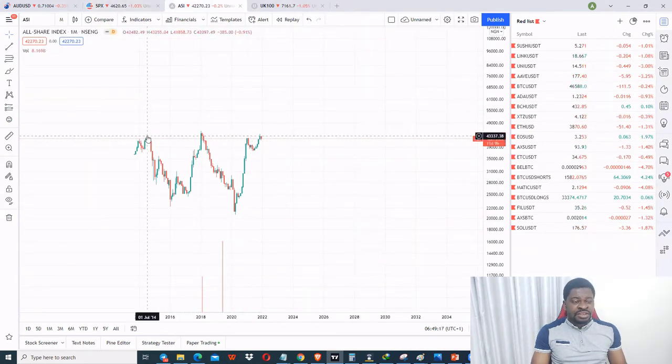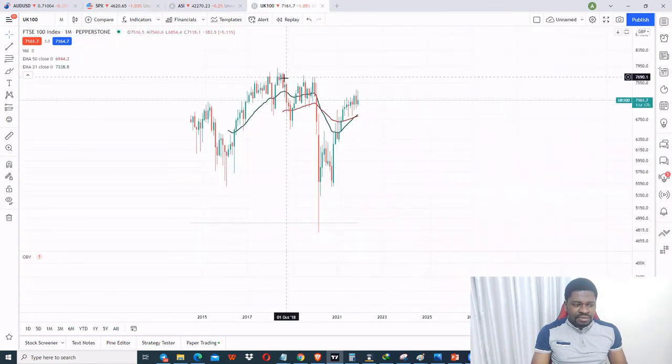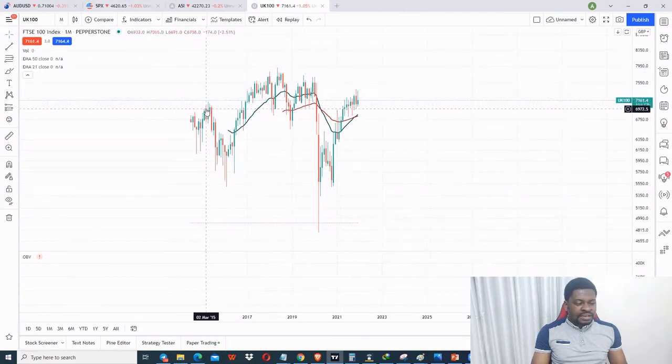Now, this is the Nigerian All Share Index. The All Share Index is currently where it was in 2014, showing that this stock market has not outperformed inflation. Then this is also the UK 100. Basically, this market is almost where it was in 2015, showing that it has not outperformed UK inflation.